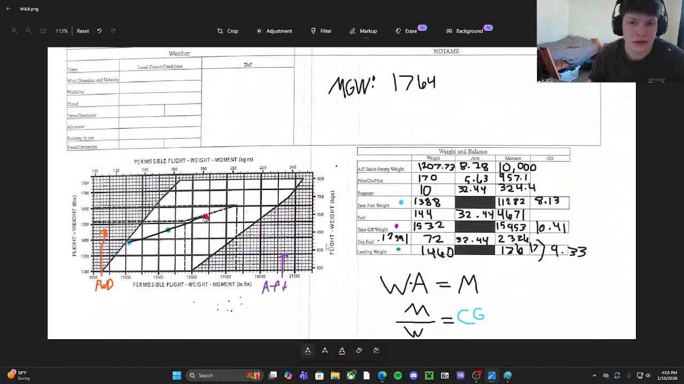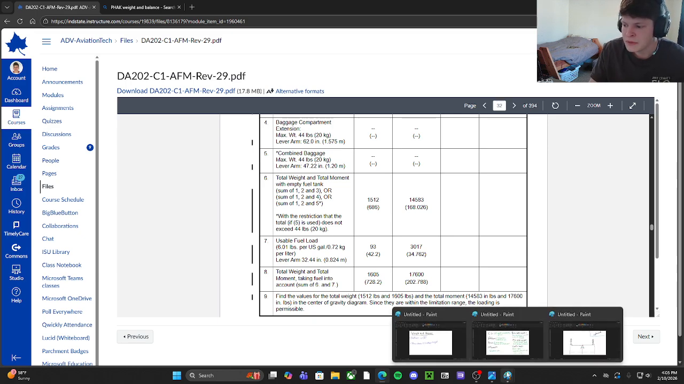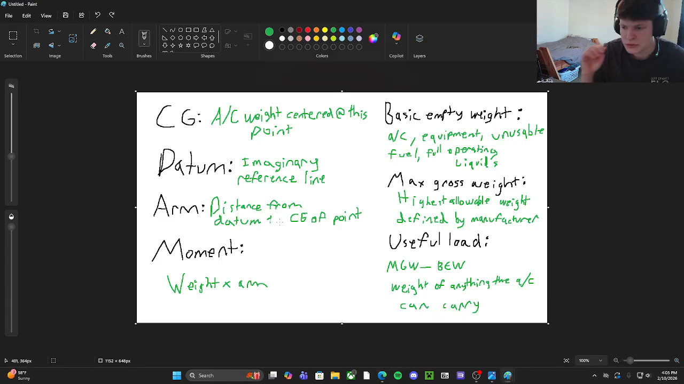But essentially, with weight and balance, that's all that we have. Just being able to understand how these calculations work here, understand that we find the information in Chapter 6 of our AFM or POH, typically the weight and balance chapter. Understanding what these terms are: CG, datum, arm, moment, and then the different weights and useful load.